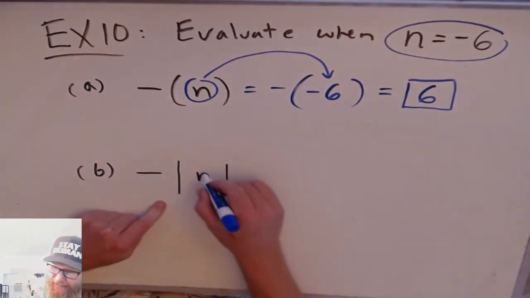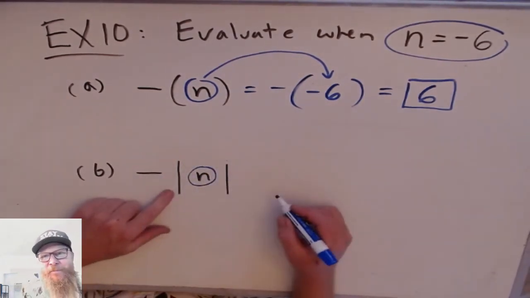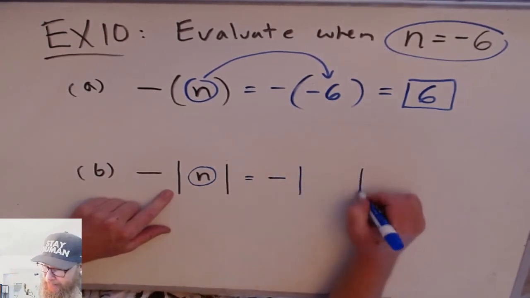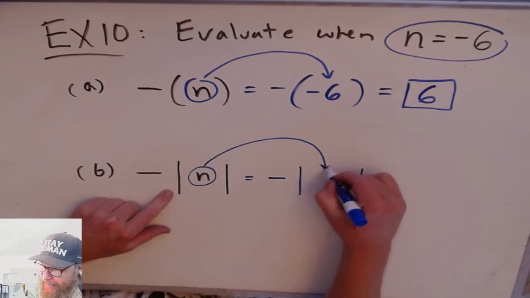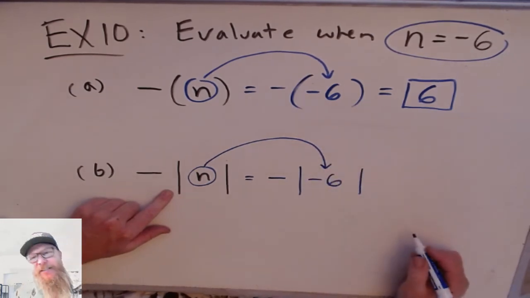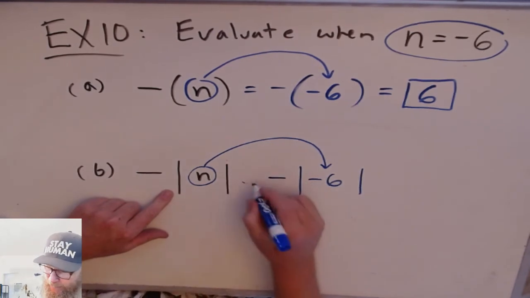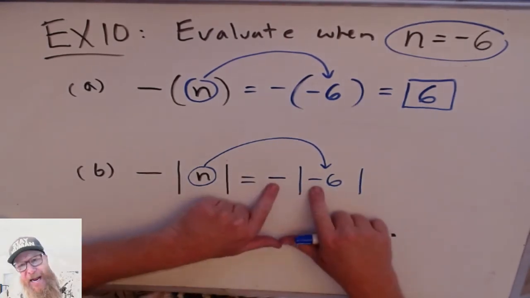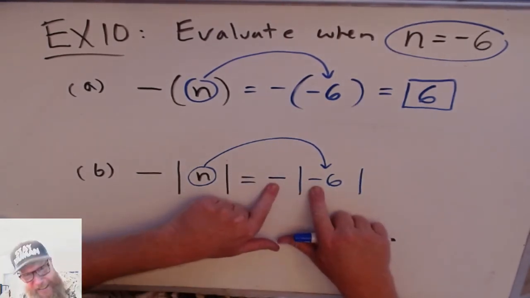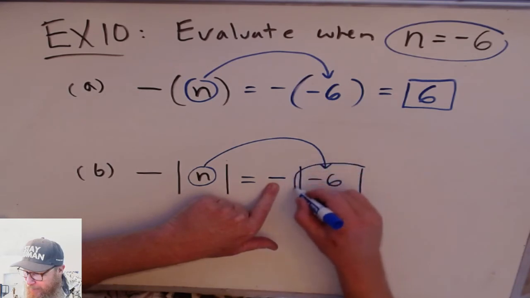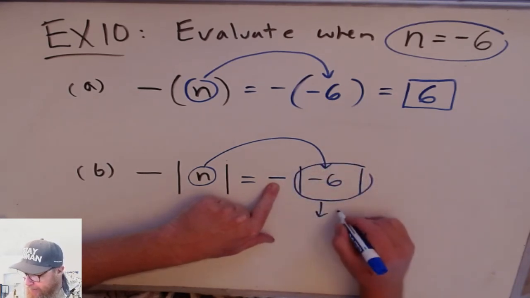However, in this example, if I'm replacing n with -6, this is where saying two negatives make a positive is actually incorrect. Two negatives do not make a positive here. The absolute value, you have to do this first.